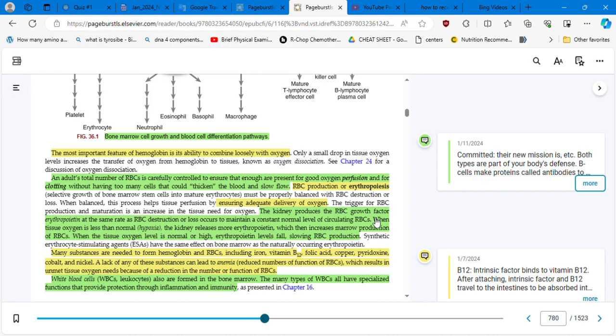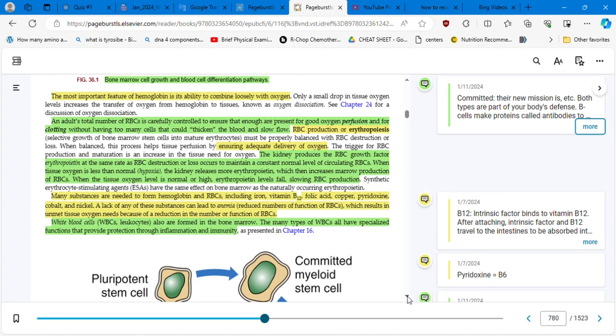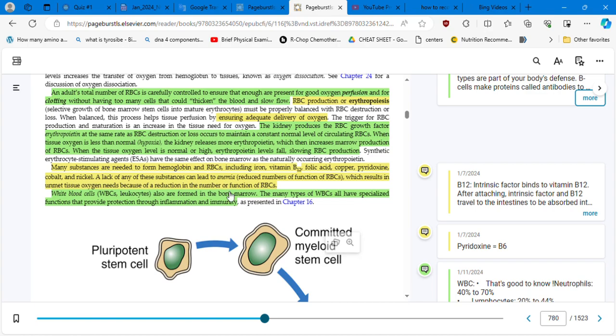When tissue oxygen is less than normal, and that is the hypoxia, the kidney releases more erythropoietin, which then increases marrow production of RBCs. When the tissue oxygen level is normal or high, erythropoietin level falls, slowing RBC production. Okay, many substances are needed to form hemoglobin and RBC, including iron, vitamin B12, folic acid, copper, pyridoxine, cobalt, and nickel.